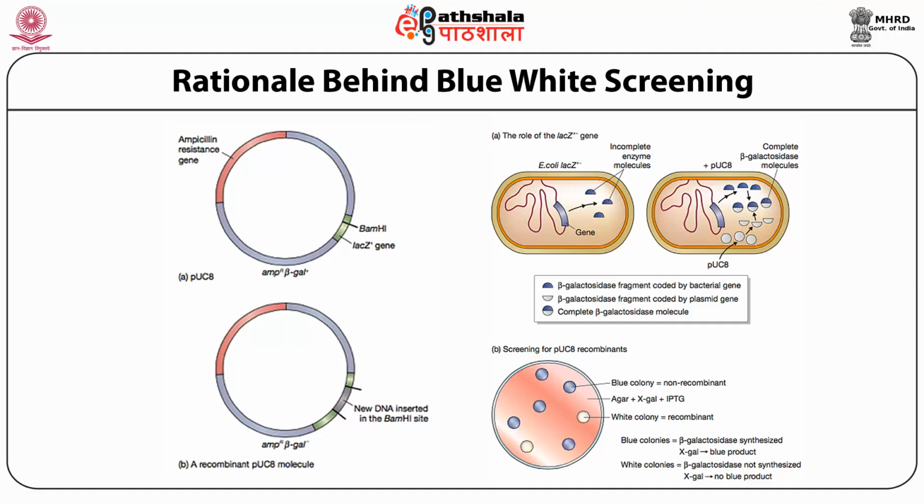If there's an insertion in lacZ, that lacZ gene cannot produce a functional beta-galactosidase. Then the bacterial cells which receive this plasmid show the white color, whereas the transformants with intact beta-galactosidase show blue color.